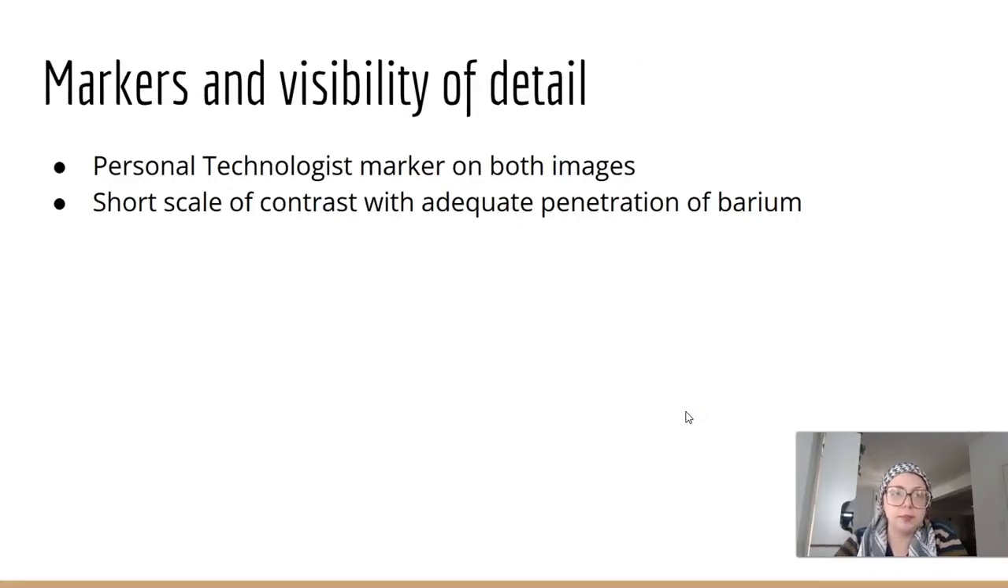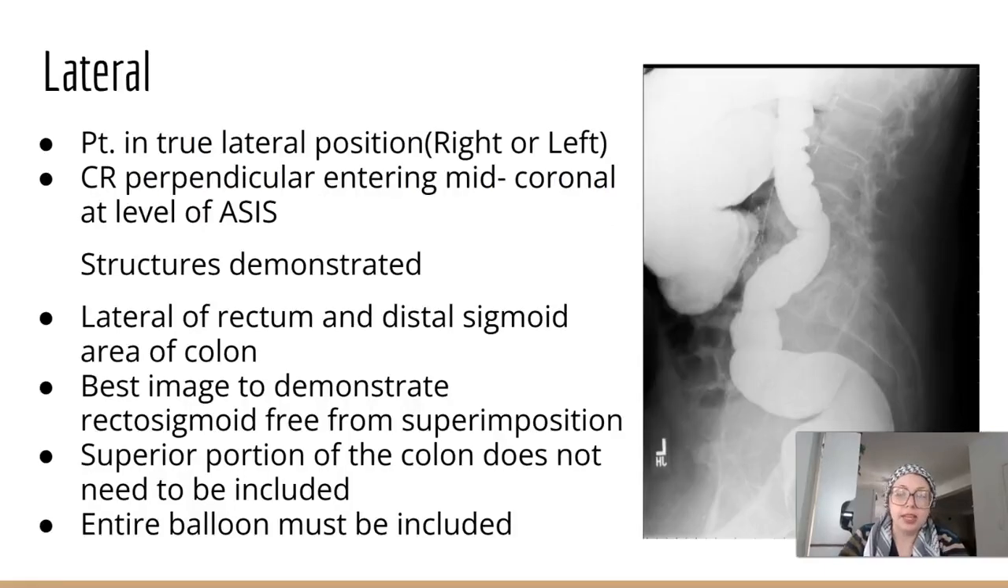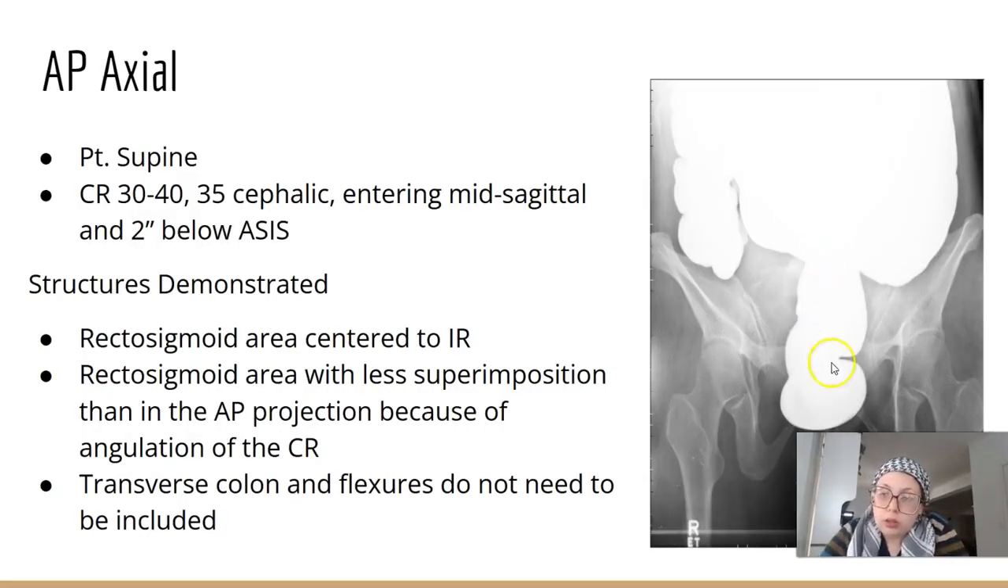For our markers, we want to use a personal technologist marker on both images, and for our visibility of detail, we will see a short scale contrast with adequate penetration of barium. If we do go back, we do see that we have pretty good adequate penetration, and we can also look for rotation through the ala if they're symmetrical, the SI joints, and the obturator foramina.